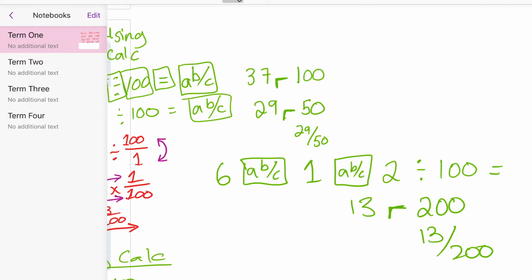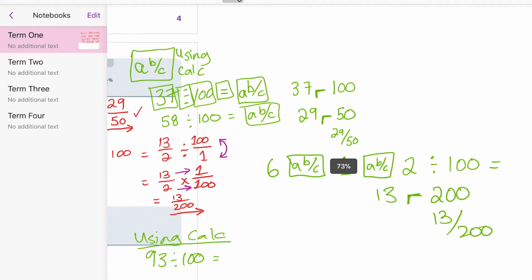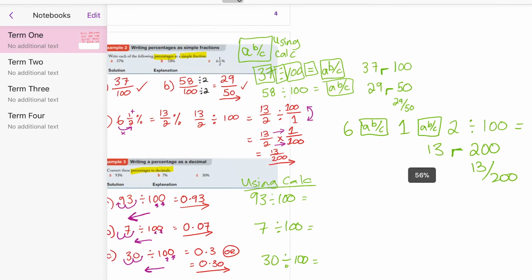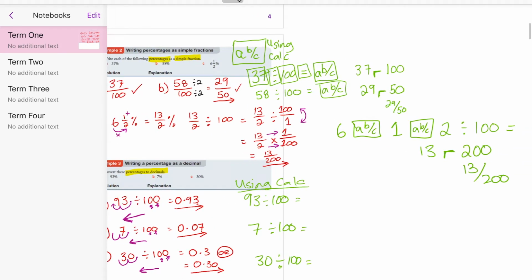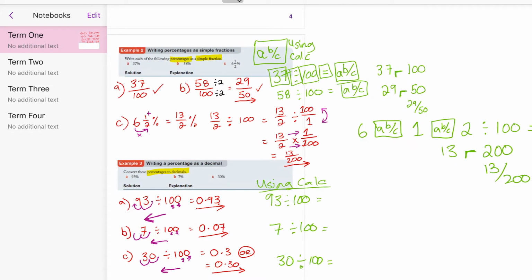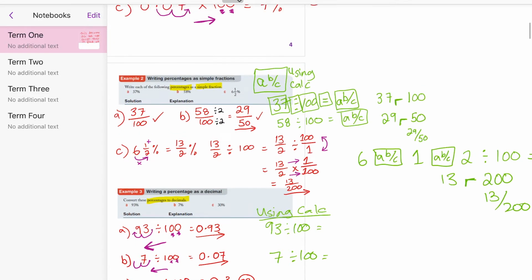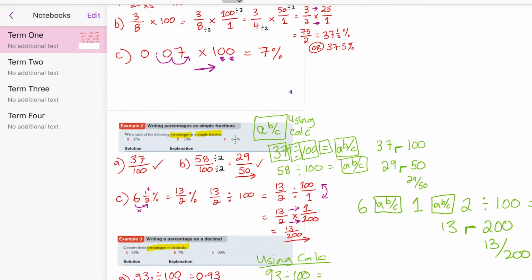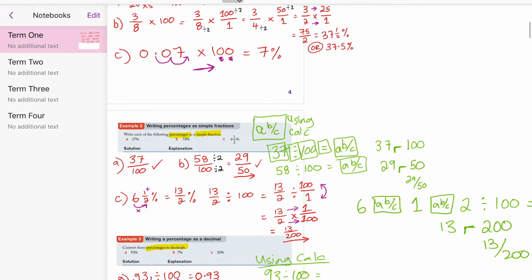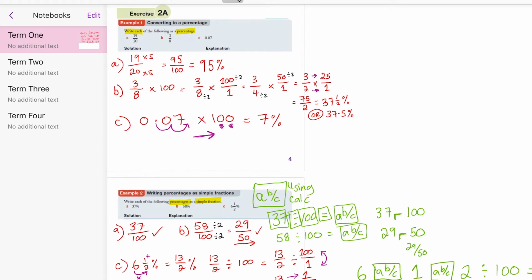So if you're ever in a test, that ABC button, once you've pressed equals, can convert it to a fraction or a decimal for you, for whatever you need it to do. So that's what I would be practicing. If I've said this a little bit too fast, press pause, try it on your own. Make sure you know how to use your calculator and make sure you also know how to do it without.